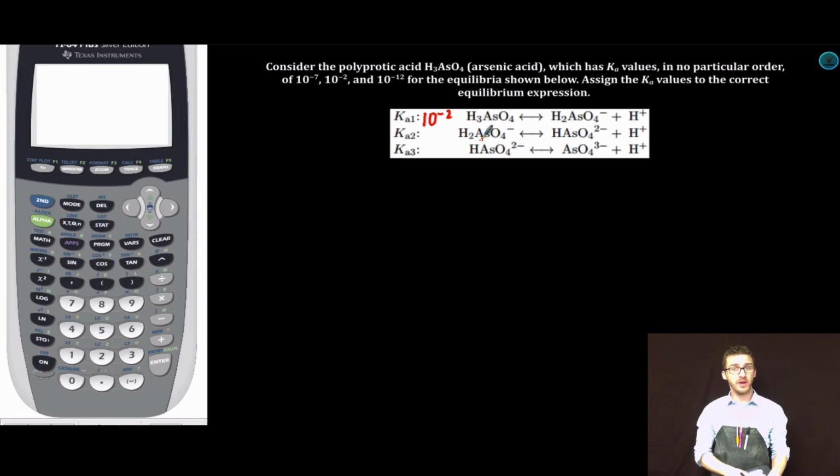So H2AsO4- will be weaker than H3AsO4, but stronger than HAsO4 2-. So we'll assign a Ka value for the second ionization of 10 to the minus 7, which leaves us with our weakest acid, HAsO4 2-, which we'll assign 10 to the minus 12. Boom, done.